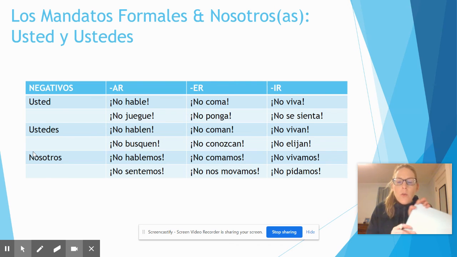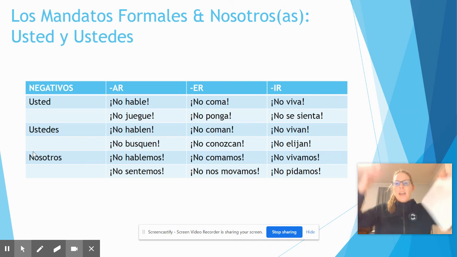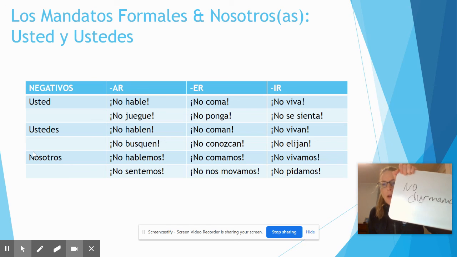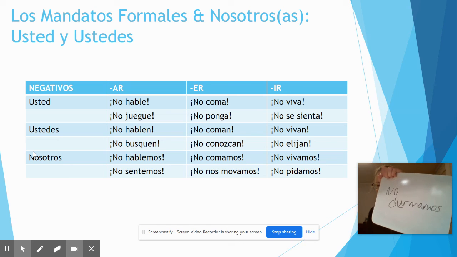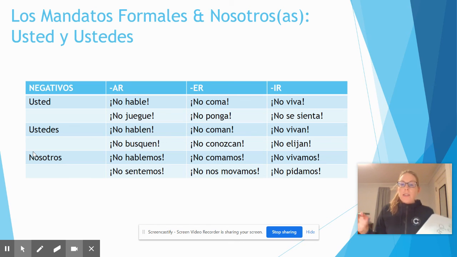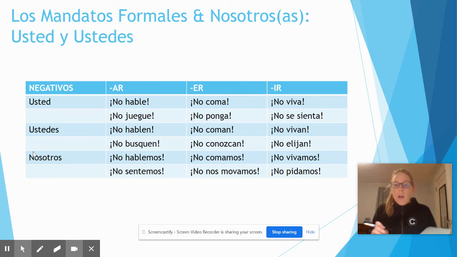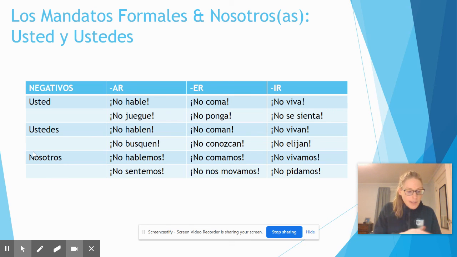If you notice with the nosotros form, you still keep the stem change for IR verbs. So if I was telling you, let's all not sleep, let's stay up all night. No durmamos. If I was going to be saying, let's not fall asleep tonight. No nos durmamos.